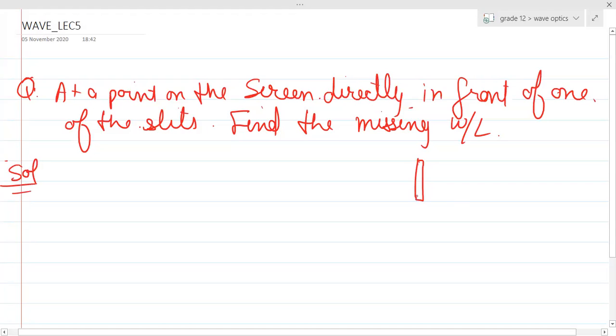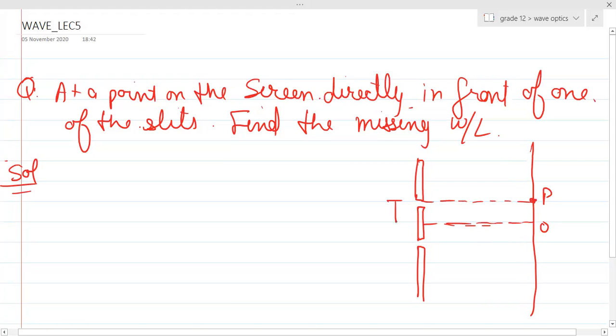So suppose this is your double slit plane. This is your screen. And what have they said in the question? It is directly in front of one of the slits. Let's say point P, which is exactly in front of it. I gave you one question similar to this, right? Were you able to do this?